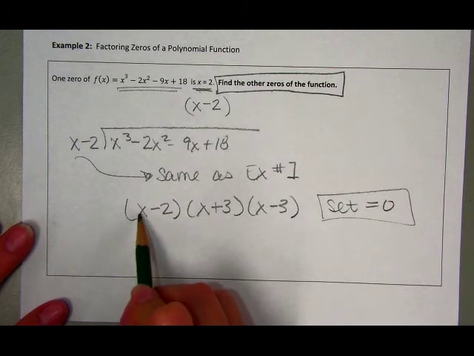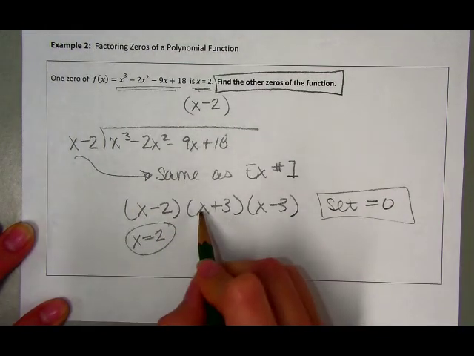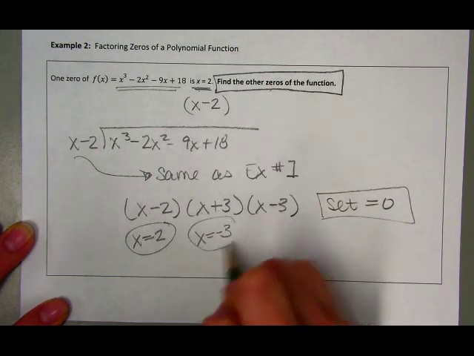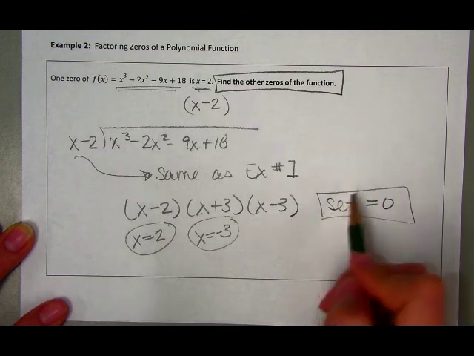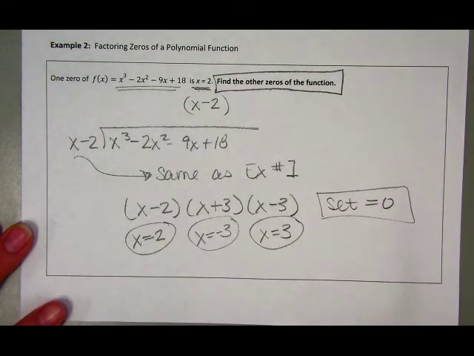Once I do that, x minus 2 equal to 0, I get x equals 2 as a zero. Set x plus 3 equal to 0, solve, I get x equals negative 3. And then x minus 3 set equal to 0, so I get x equals 3 as my other zero. So those are my zeros of my graph.